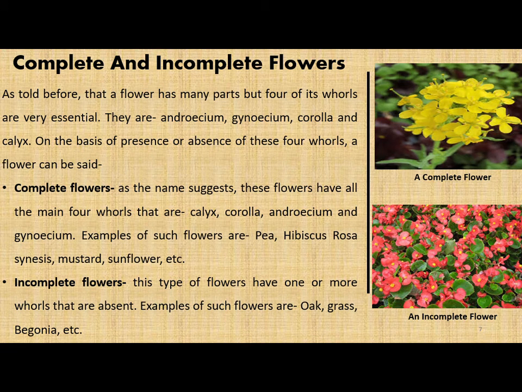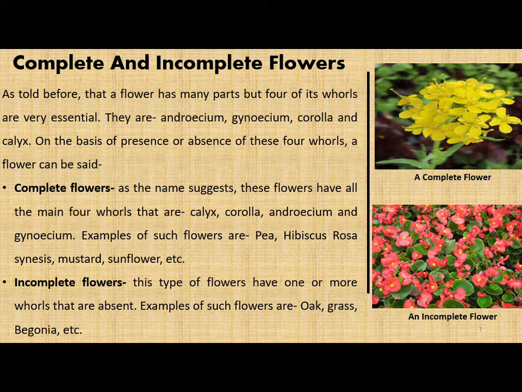Proceeding. Complete and incomplete flowers. As told before, a flower has many parts, but four of its whorls are very essential. They are androecium, gynoecium, corolla, and calyx. On the basis of the presence or absence of these four whorls, a flower can be called a complete flower or an incomplete flower. As the name suggests, complete flowers have all the main four whorls, that are calyx, corolla, androecium, and gynoecium. Examples of such flowers are Hibiscus rosa sinensis, which is hibiscus, mustard, sunflower, etc.